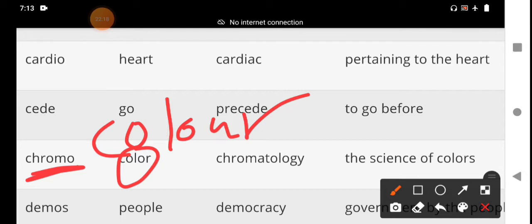This chromo, a root word or prefix, gives the main word chromatology. Chromo means color, ology means study: the scientific study of color, the science of colors. Chroma means color or pigment. Chromolithography is one more word derived from chromo. Chromatology means the scientific study of color or the science of colors. That is the meaning of chromo.